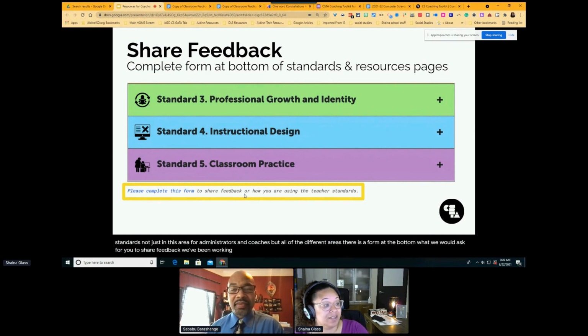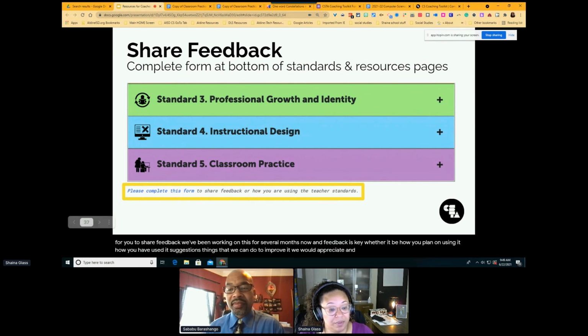We've been working on this for several months now, and feedback is key, whether it be how you plan on using it, how you have used it, suggestions, things that we can do to improve it. We would appreciate and welcome your voices at the table. So it's not just a singular view. It is as diverse as this document and the teachers we support.